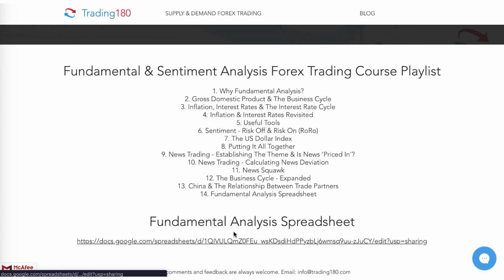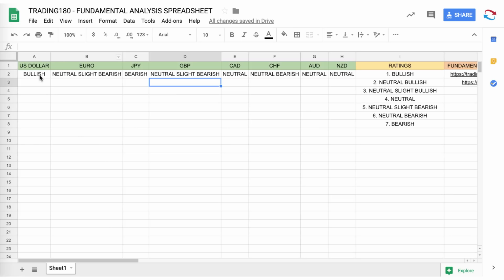That allows me to create this fundamental analysis spreadsheet. If you click on that and do your fundamental analysis, I can determine which pair I want to be buying and selling based on dollar bullishness, yen bearishness, etc. This only includes fundamental analysis and not risk on and risk off analysis.